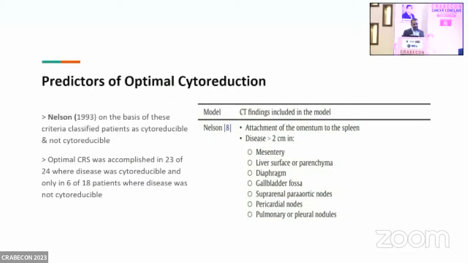And Nelson, in 1993, on the basis of these criteria, classified patients into cytoreducible and non-cytoreducible. Patients who were labeled as cytoreducible achieved cytoreduction in 23% of the patients. But of the patients who were labeled as non-cytoreducible, only 16 of 18 patients were able to achieve optimal cytoreduction.